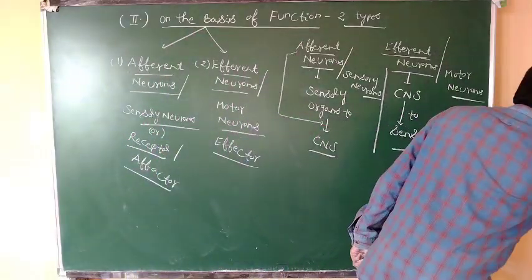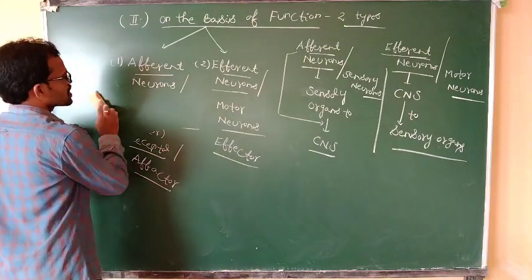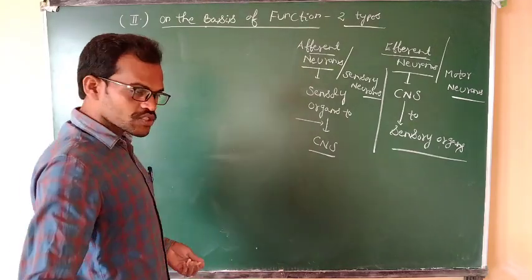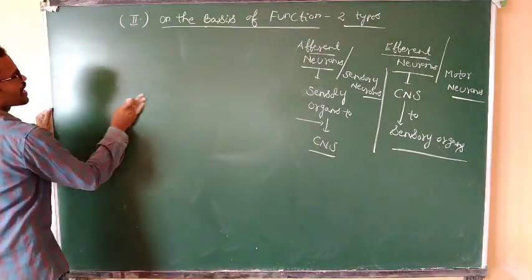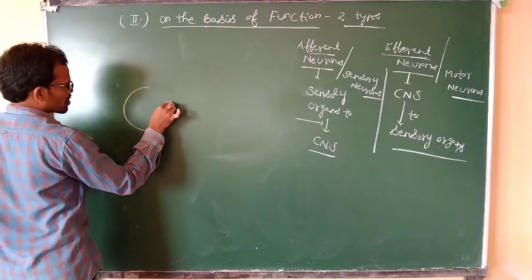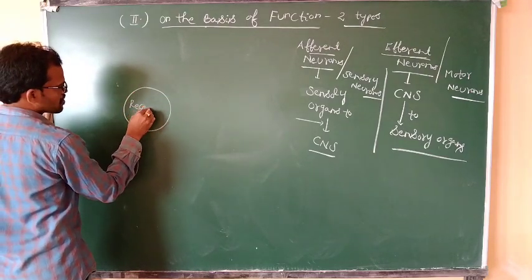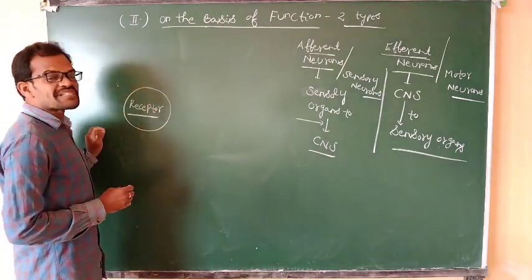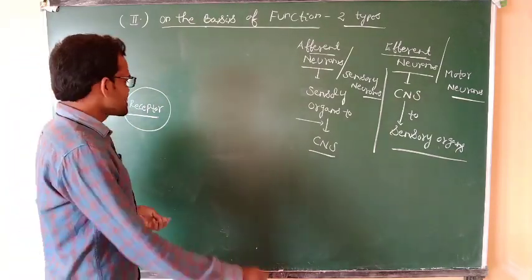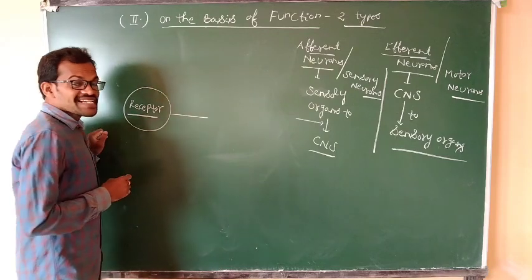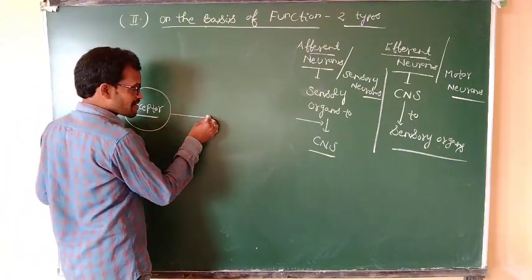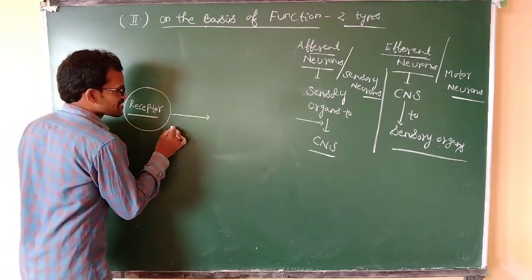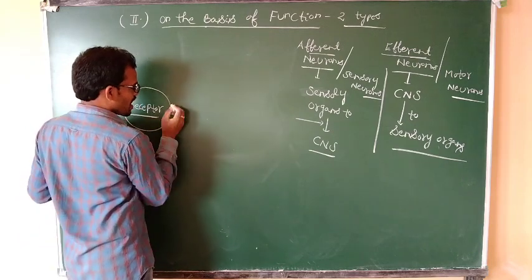You can represent afferent neurons and efferent neurons like this. For example, receptor. Receptor means the receiving cells. These receptors are present in the sensory organs.